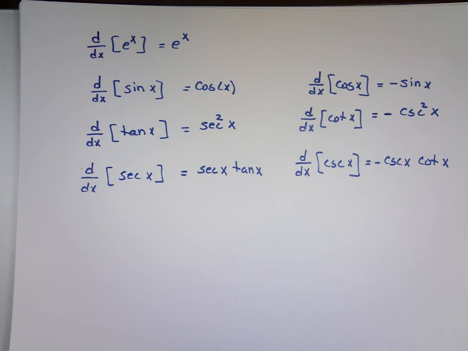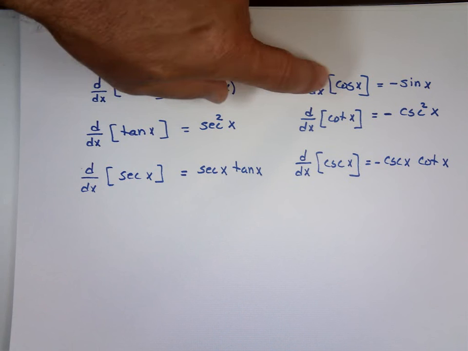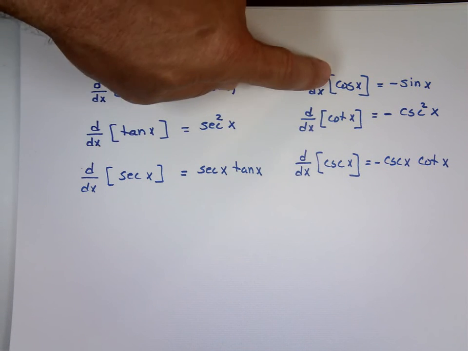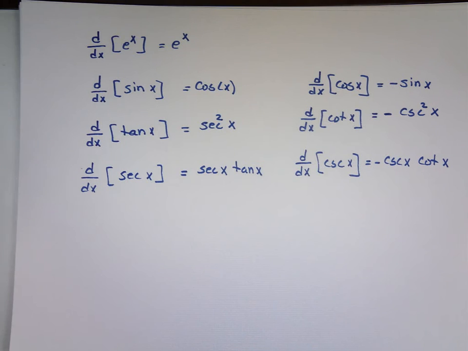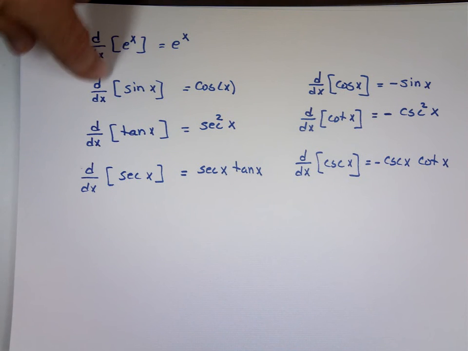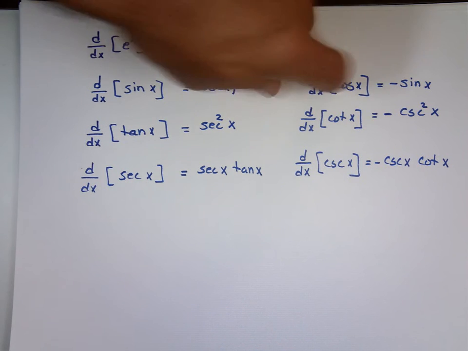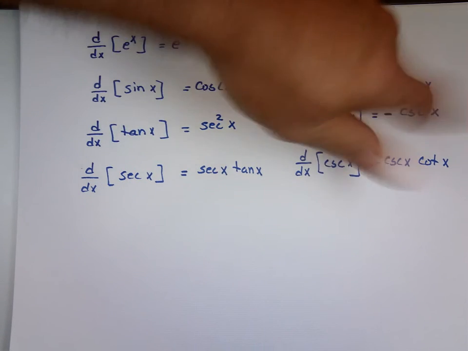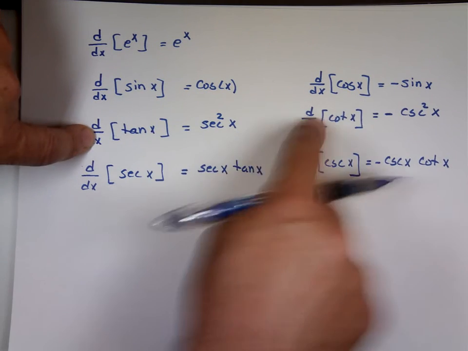I wrote them this way intentionally. Any trig function that begins with the letter C, the answer is always what? Negative. Every single time. And if you know what sine is, cosine must be the opposite. If tangent is secant, cotangent is cosecant. So once you get this one, that's really easy to memorize. Oh, I see the pattern.